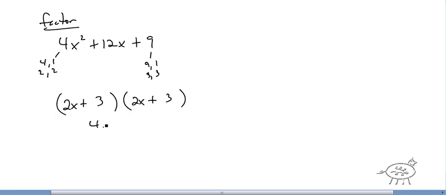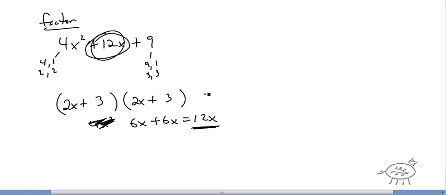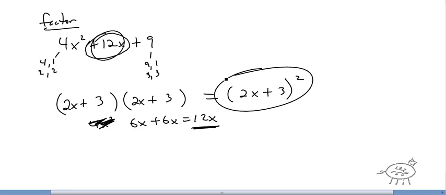Okay, that gives me 4x squared. If I check it, oh, actually I don't have to check that, right? All I have to do is check the OI. So outside is 2x times 3 is 6x, plus 6x equals 12x. Yep, beautiful. That's it. So write it twice here. So it's going to be 2x plus 3 quantity squared. So don't forget that, guys. If it's the same thing, write it as something quantity squared.